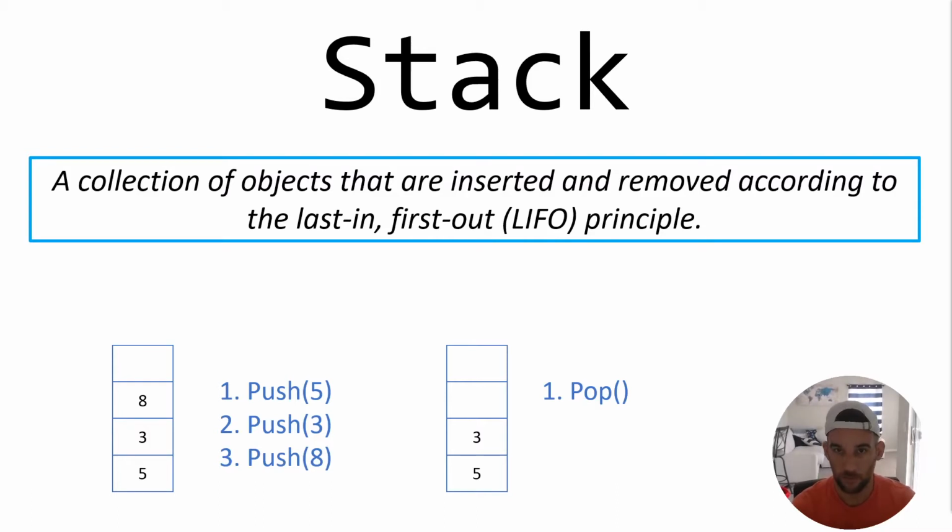So to go back to the LIFO principle, last in, first out. When we pushed 5, 3, then 8, the last one pushed on was the number 8. And then when we popped from the stack, the first one removed was the number 8. So the last one in was 8, the first one out was 8. Last in, first out. That's where the principle comes from.